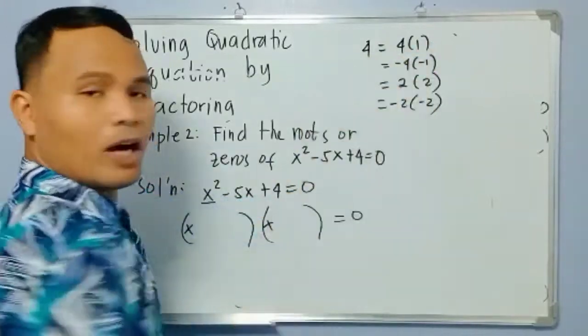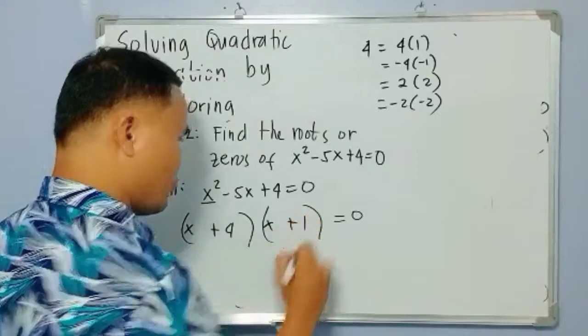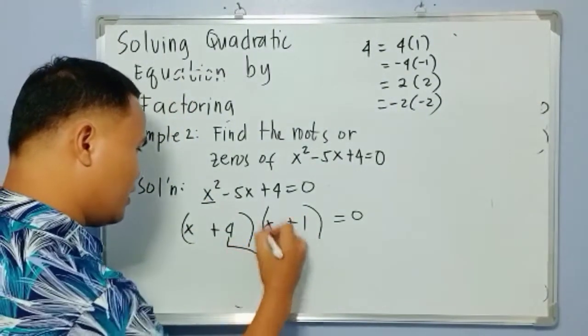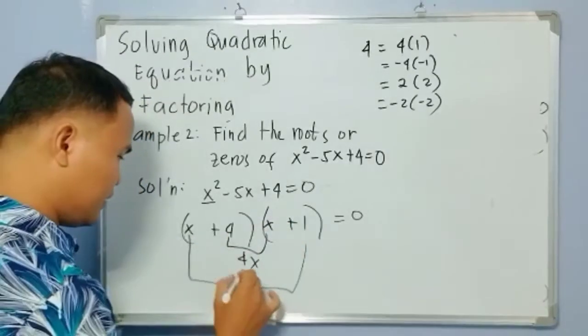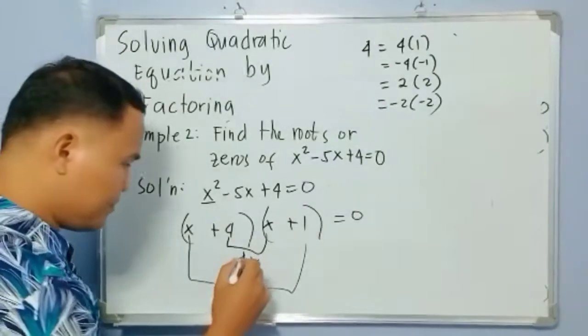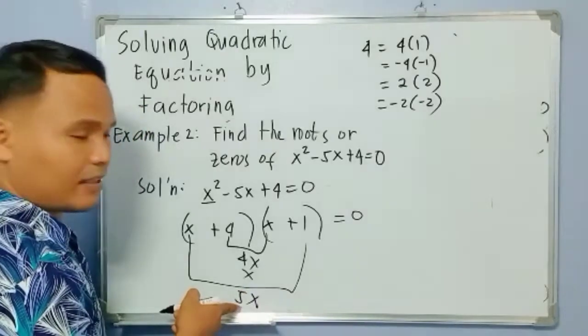It could be 4 and 1. So if you have positive 4, positive 1, then let us check if this is correct. Just multiply the inner 4x and multiply the outer x, and then get the sum. What is the sum of these? 5x. The sum is positive 5x.